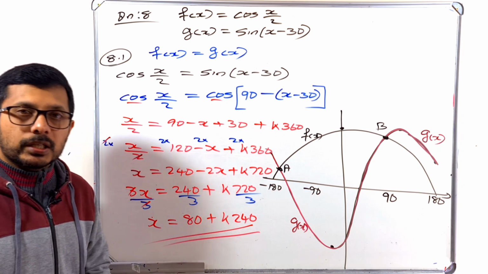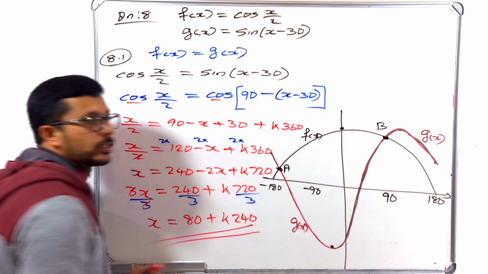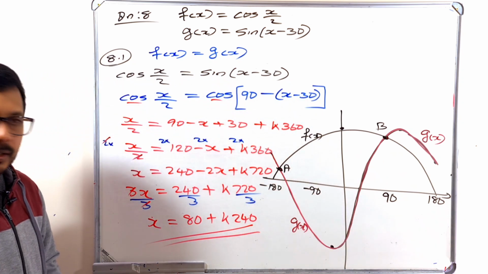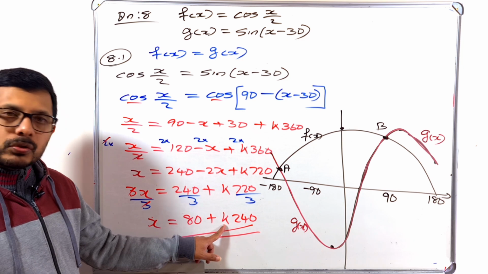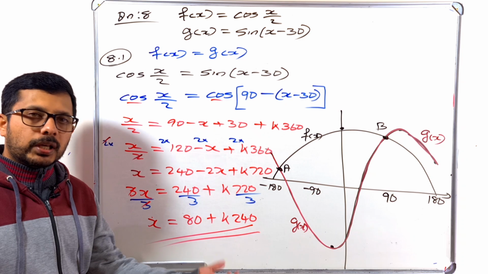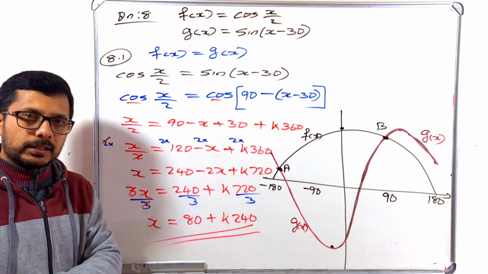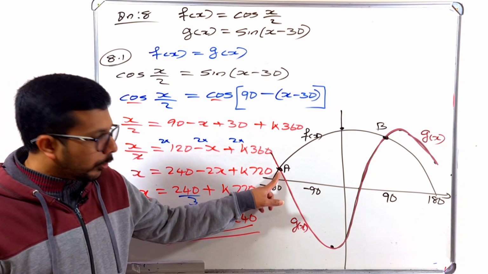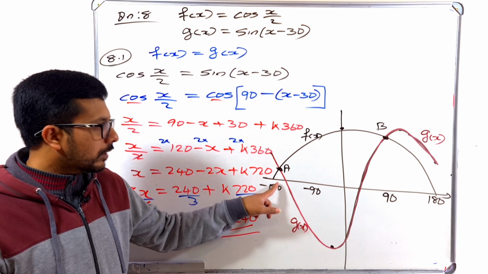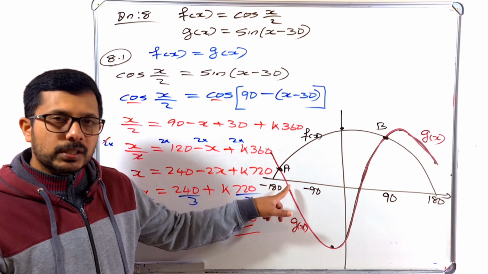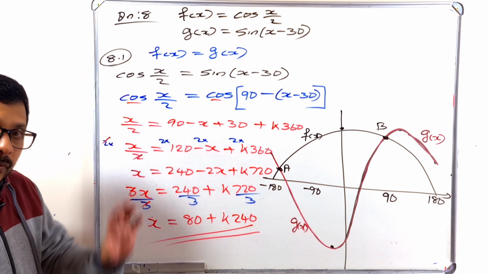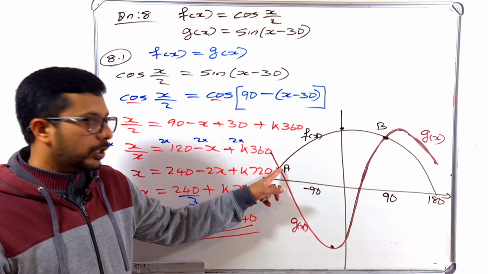But that is not our question. Our question is not to find the general solution. We have to find the x coordinate of this point A and the x coordinate of this point B. So how can you find now the x coordinates? You just substitute different values of k. Okay, k as 0, k as 1, k as 2, k as 3, or k as minus 1, minus 2, minus 3, like that. Now look at this one, this point A, it is close to minus 180. That means somewhere there, maybe it is minus 170 or minus 160 or minus 150, or something like that. So somewhere there you will get the x coordinate of that point A.